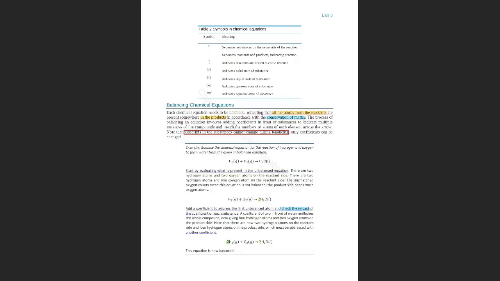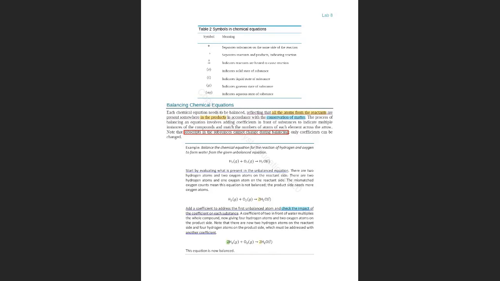So let's continue then with the write-up of the experiment. Let's look here. They are giving you all the symbols, the plus that separates substances, what we just mentioned, the plus, the arrow that separates reactants and products. And we know now what is a chemical equation.